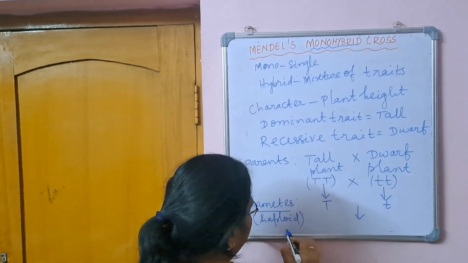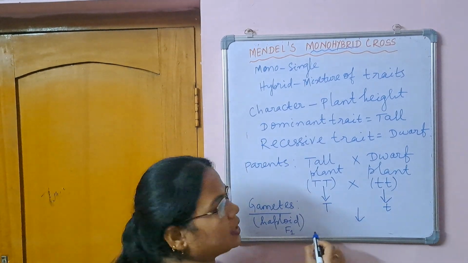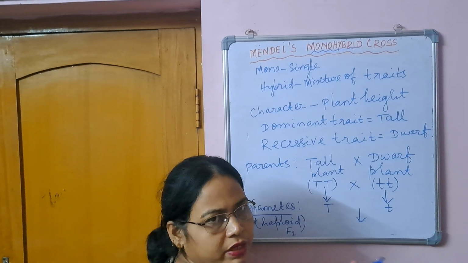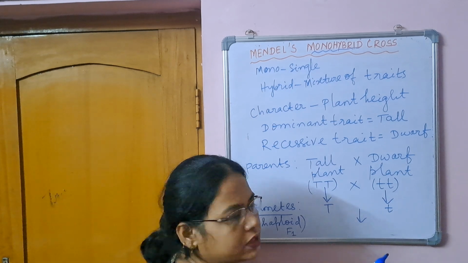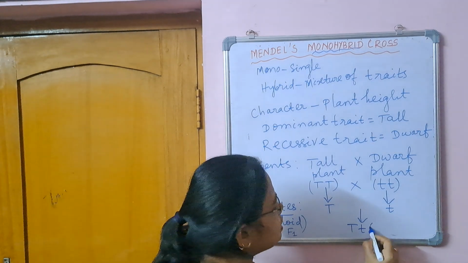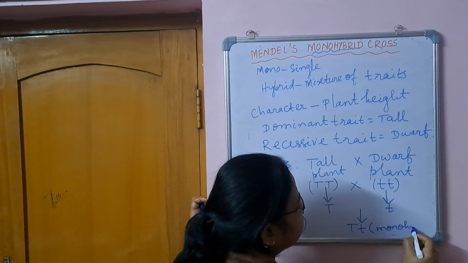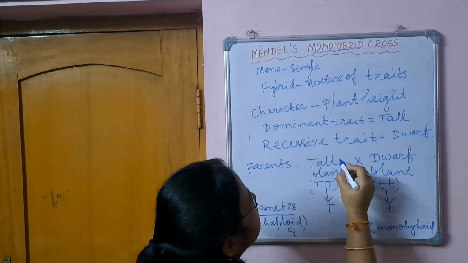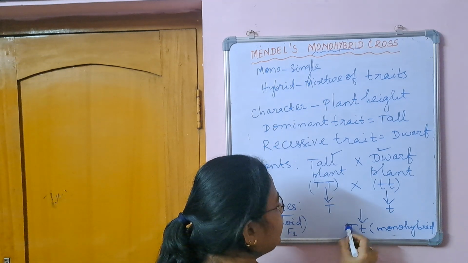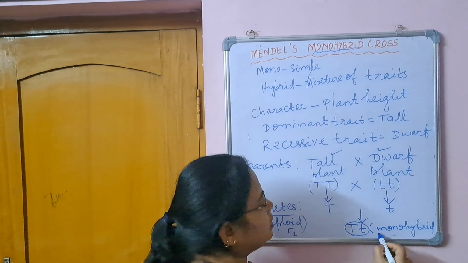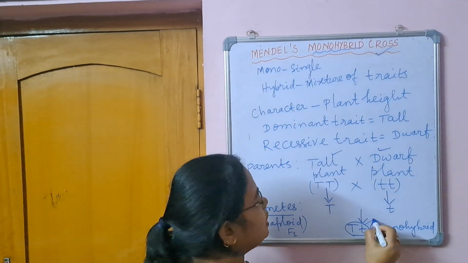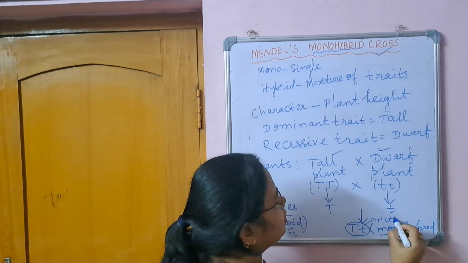Now what will be F1, or first filial generation? First filial generation means when you cross the parents, the next generation that you get is called F1, and that will be capital T and small t. Here you see this is a monohybrid. We have taken a single pair of contrasting traits, and here we are getting a mixture of alleles. So this is called monohybrid. That's why the cross is called a monohybrid cross. And this one is heterozygous tall.